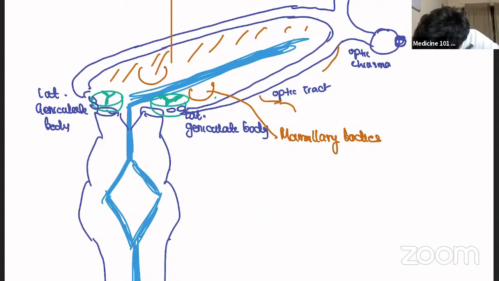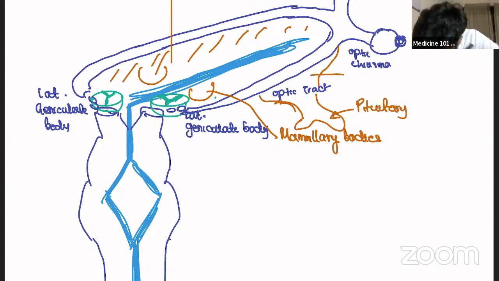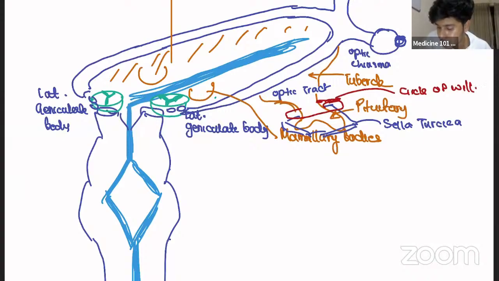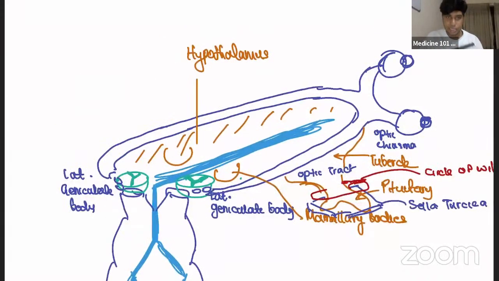And we have... What is this structure called? Anyone? Pituitary. Yes. This is the tubercle. And just below this is something called the sella turcica. Sella turcica. Nice. Okay. And around this pituitary is where you get the circle of Willis. Okay. I hope you guys understand this.